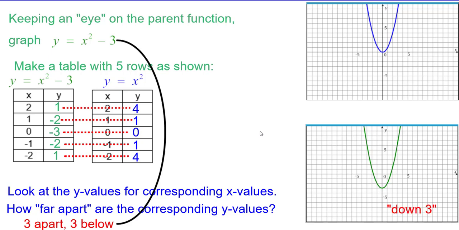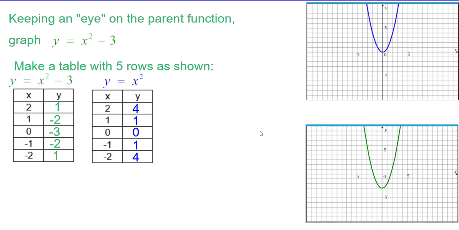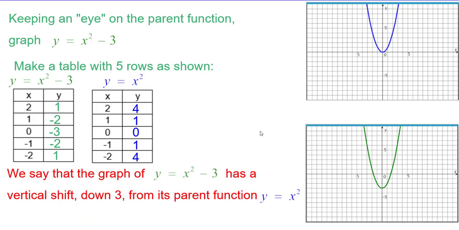So that down 3 that we saw graphically, that 3 below that we saw in the table, there's definitely a relationship there, and it's all due to that minus 3 right there in the equation. We say that the graph of y equals x squared minus 3 has a vertical shift down 3 from its parent function y equals x squared. So we're going to use that phrase, vertical shift, shift down 3. You can see it in the graph, and you can definitely see it in the table.